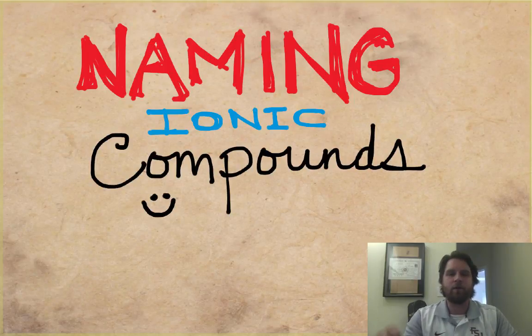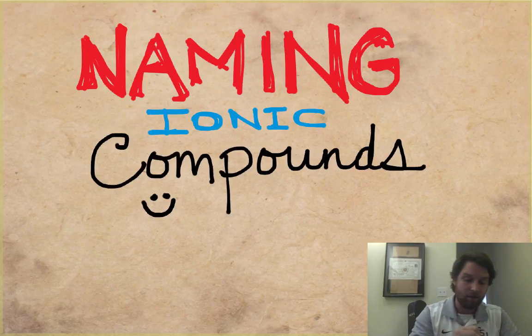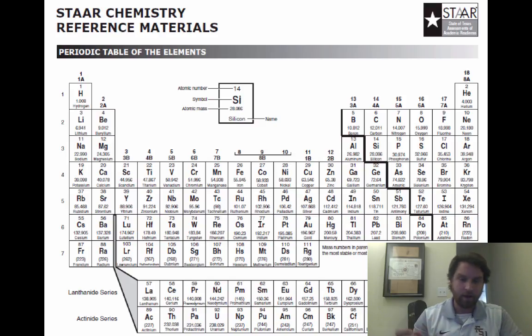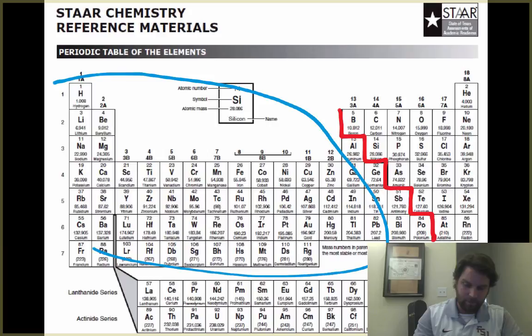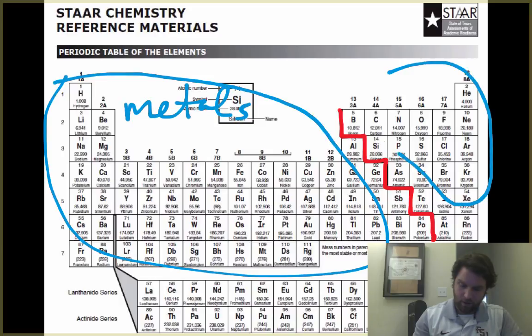Alright guys and gals, I'm going to give you a crash course on naming ionic compounds. Ionic compounds are between a metal and a nonmetal, but in case you don't remember, here's a periodic table, and so we can see that the stair-step line right here, which has metalloids all along it, everything to the left pretty much, except the things along the stair line, these are all metals.